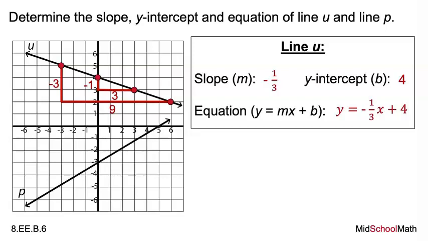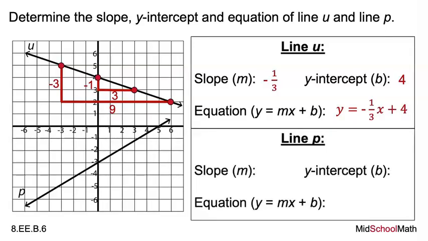Next, let's consider line P. For the y-intercept, we look for where the graphed line crosses the y-axis. The line crosses the y-axis at (0, -3). So the y-intercept is -3. The slope is the change between the points on a line. So we need to identify 2 points.